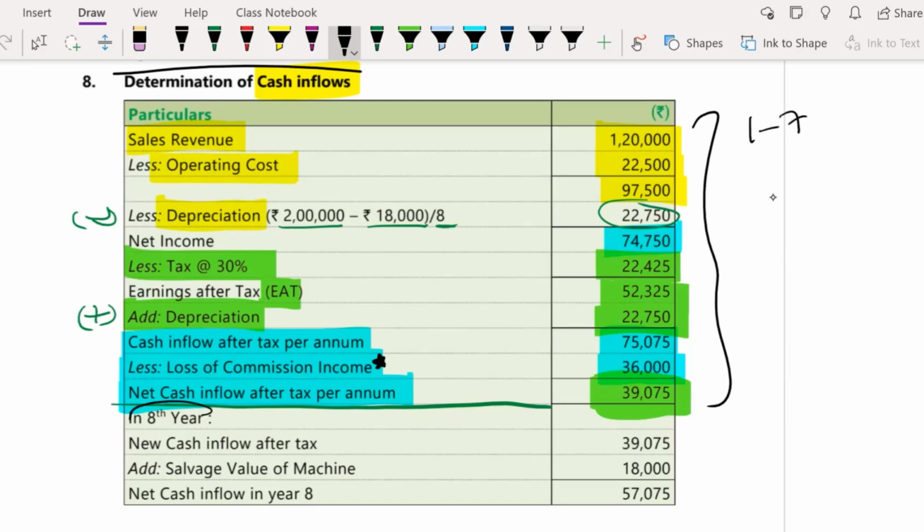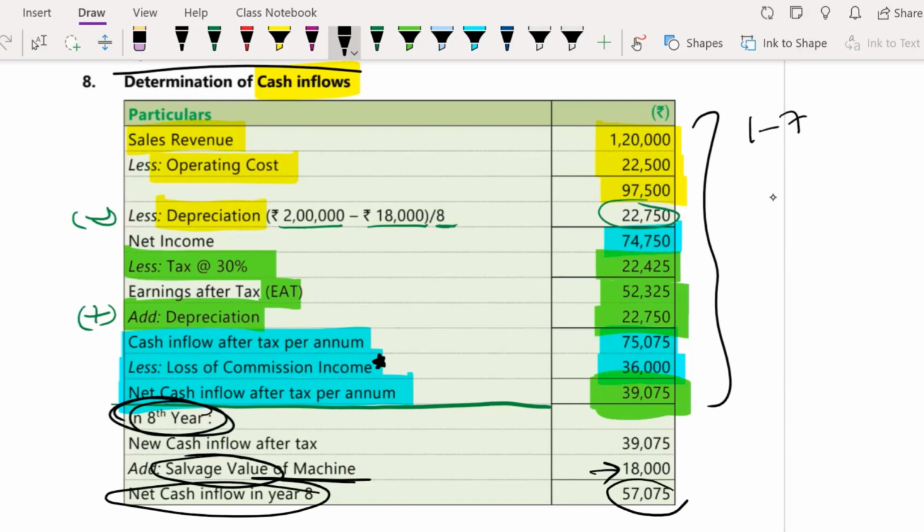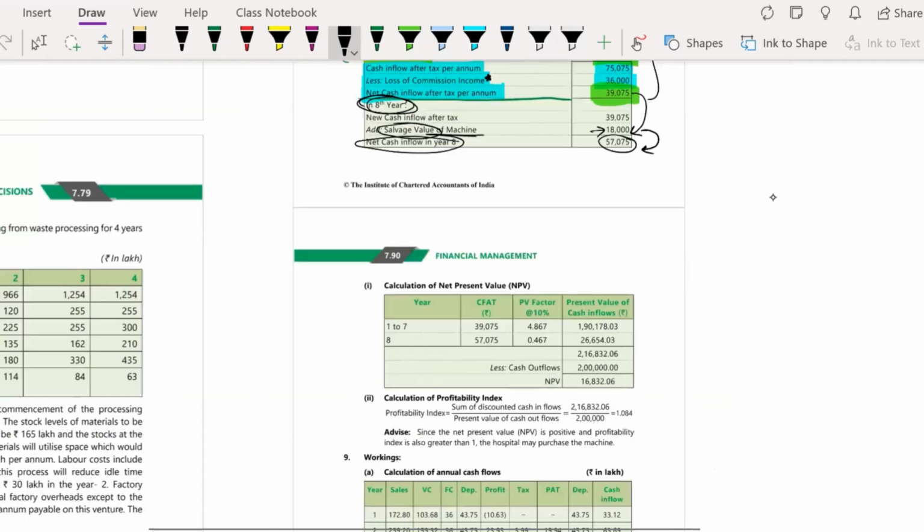In year 8 alone, your cash flow will be different because you'll also be getting the salvage value of the machine of 18,000. So your cash flow of year 8 will be 39,075 plus 18,000 salvage value. It will be 57,075.